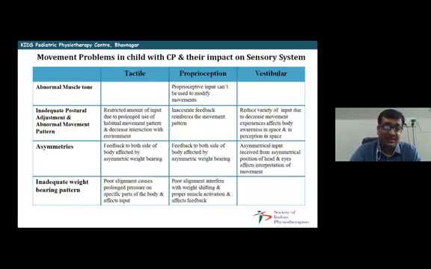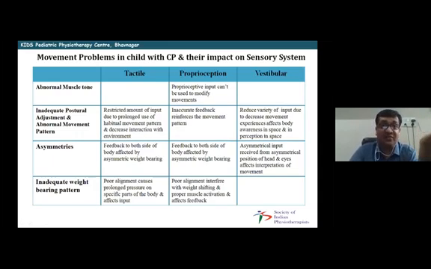See this chart. I have taken from one book, movement problem in the child with CP and their impact on sensory system. When abnormal muscle tone is there, you see here proprioception. Proprioceptive input can't be used to modify the movement. That's why we are getting abnormal muscle tone. So when we are working on the proprioception, muscle tone might change. Now, inadequate postural adjustment and abnormal movement pattern, tactile: restricted amount of input due to prolonged use of habitual movement pattern and decreased interaction with environment.